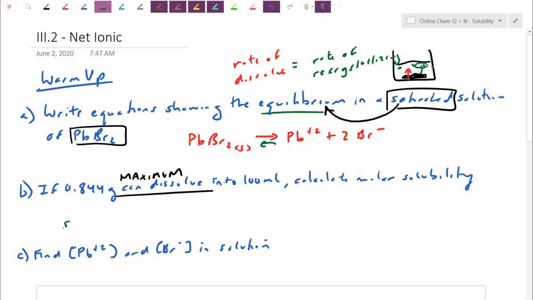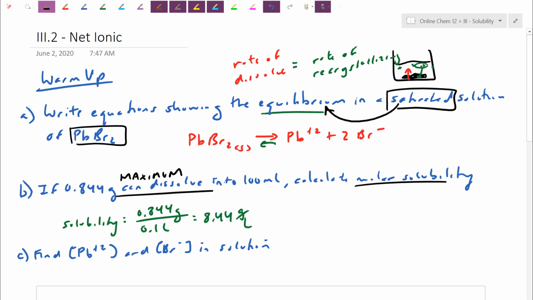It's perfectly fine for you to express the solubility as, well, I can dissolve 0.844 grams in 100 milliliters. I'm just going to convert that to 0.1 liters. 0.844 divided by 0.1 gives you 8.44 grams per liter. That already is a solubility. But what they want to introduce here is, can you calculate molar solubility? Can you re-express this limit that can dissolve in concentration, in moles per liter?